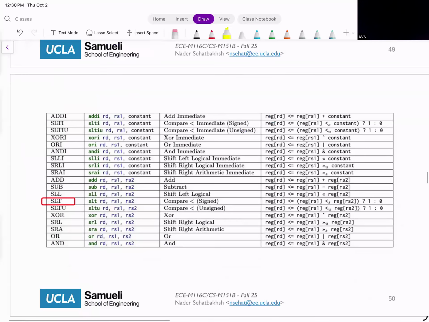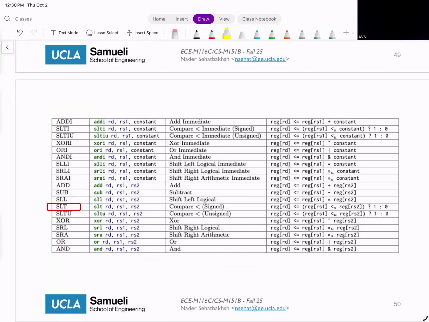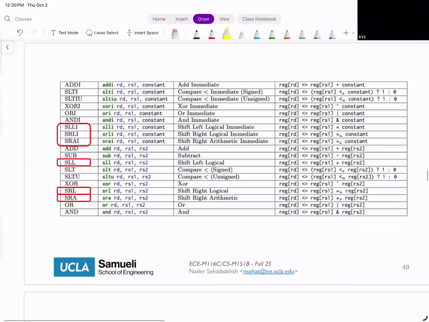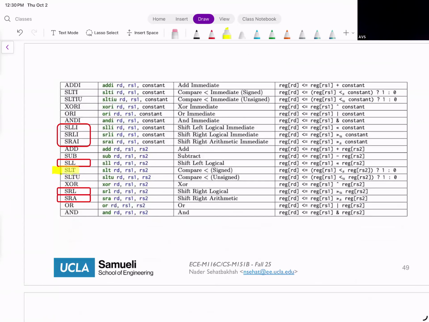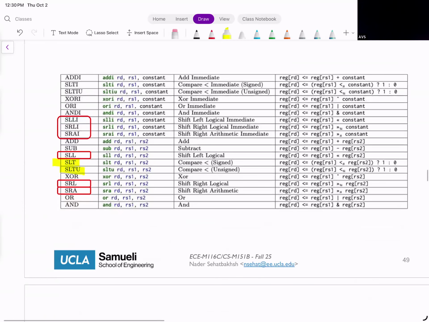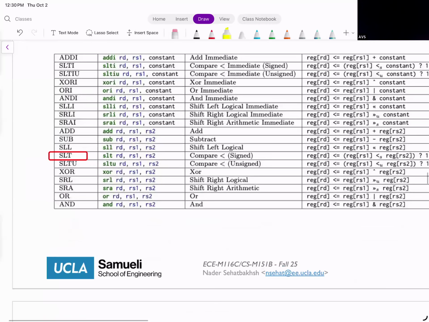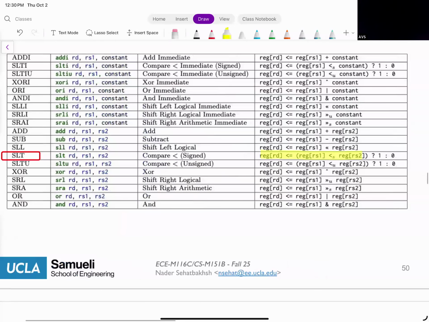Okay. So this is another thing. The last thing that we haven't spoken about is SLT and SLTU. SLT is set less than. So it sets the register if it's less than. The mathematical operation is shown like this. Basically it compares RS1 with RS2. If RS1 is less than RS2, then it sets the register. It writes 1 to RD.